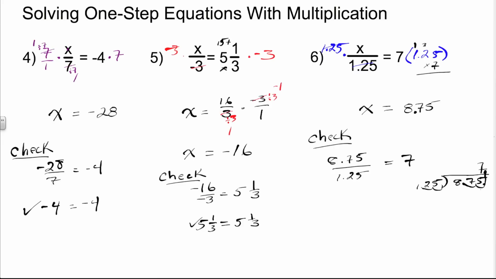7 times 5 is 35, carry a 3. 7 times 2 is 14, plus 3 is 17, carry the 1. And 7 times 1 is 7, plus 1 is 8. So when we subtract, we get nothing left over. So the left is equal to the right. So the solution, x is equal to 8.75 or 8 3/4, does check out. Be ready for the interactive part of this video lesson coming up next.